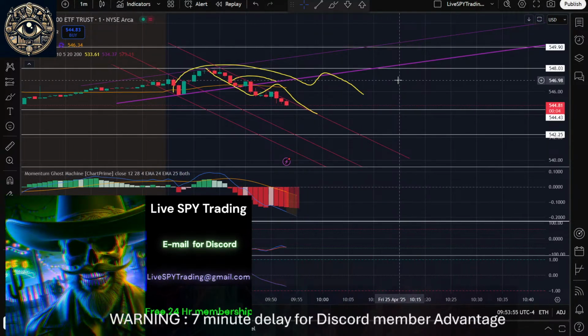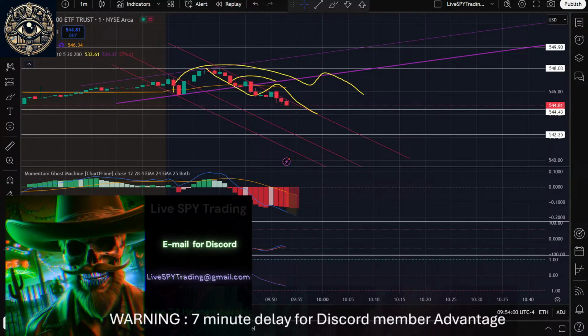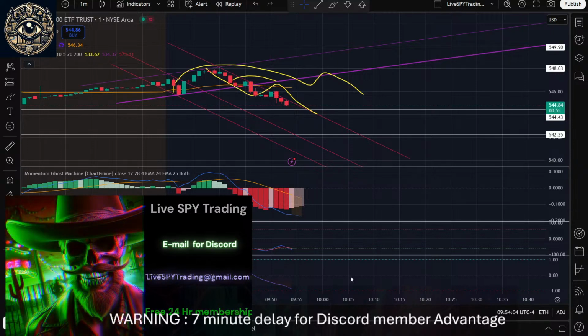Look at the money we printed. Oh, it feels so good. I'm concerned about this level right here though. Hopefully we just drop right through this level so I can collect more money.